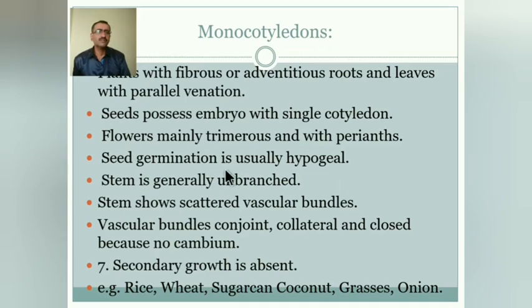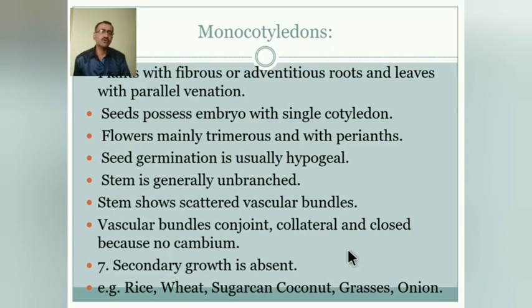Seed germination is usually hypogeal. Stem is generally unbranched. Mostly in monocot plants, the stem is unbranched, only a single stem is there. Stem shows scattered vascular bundles. This is another important character. Vascular bundles are conjoined, collateral and closed because no cambium is there. Cambium is absent in monocot.